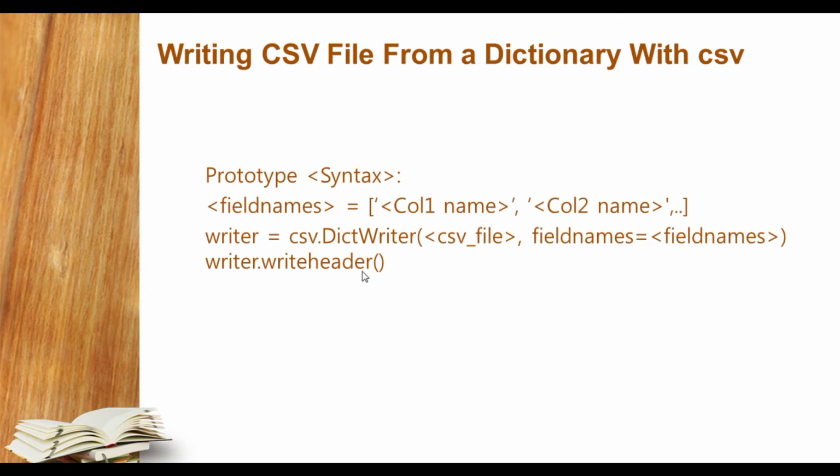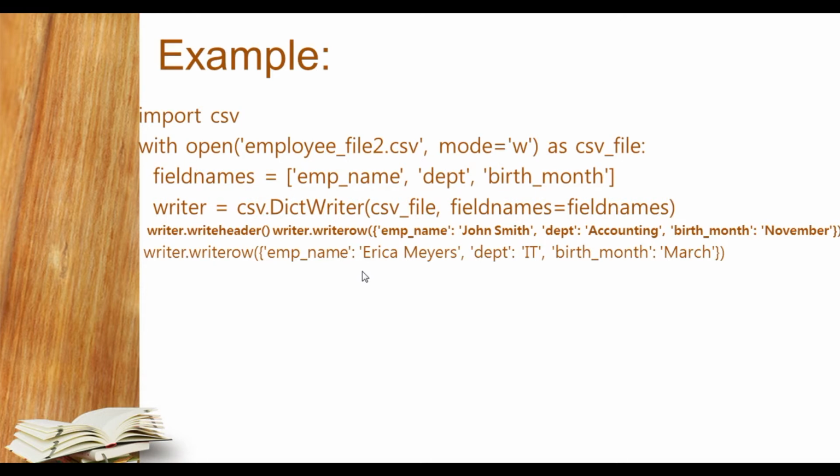So let's see its example first. In this code I have imported csv. As I told you, the rest of the part will be the same, so consider the same example. import csv, with open, the file name is employee_file2.csv, mode 'w', which you can directly write within single quotes, separated by a comma, as csv_file. Here csv_file is the file object which opens this file. Then fieldnames equals a list containing the column names: emp_name, department, birth_month.